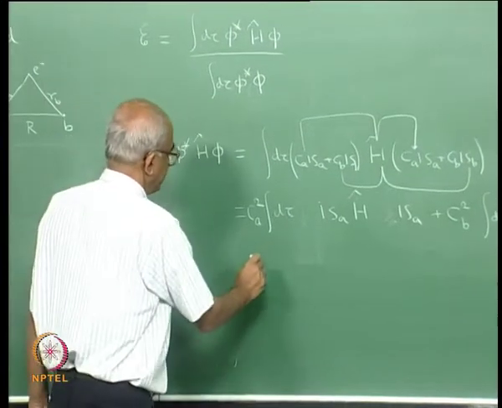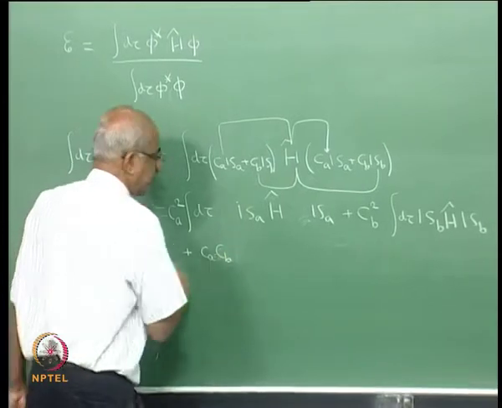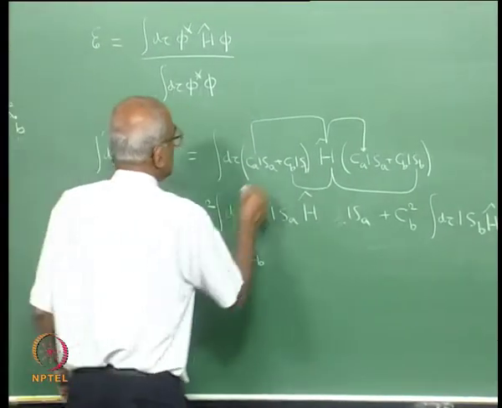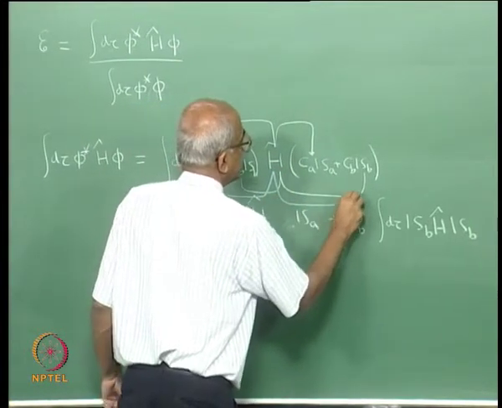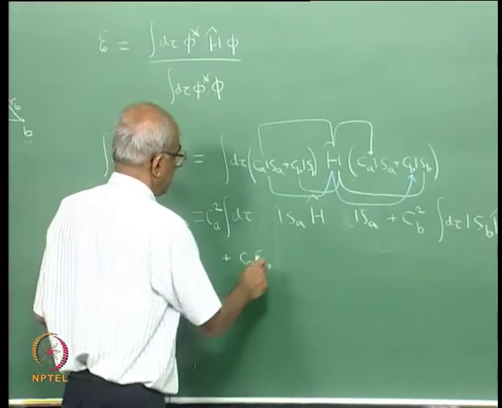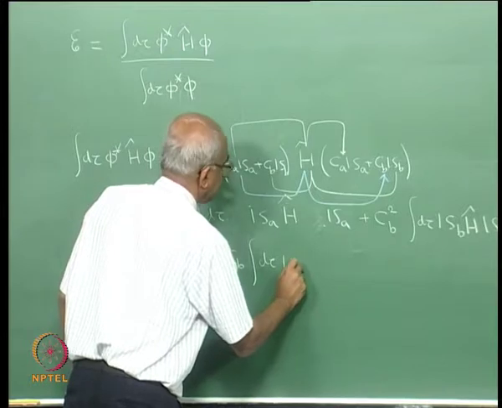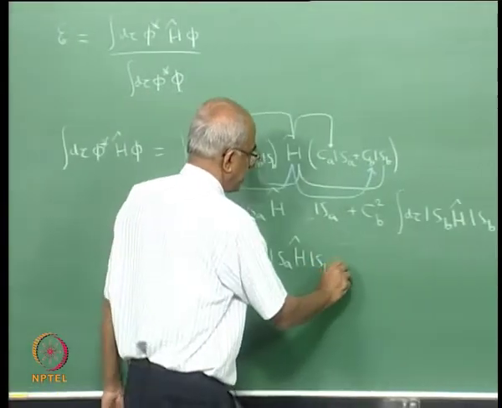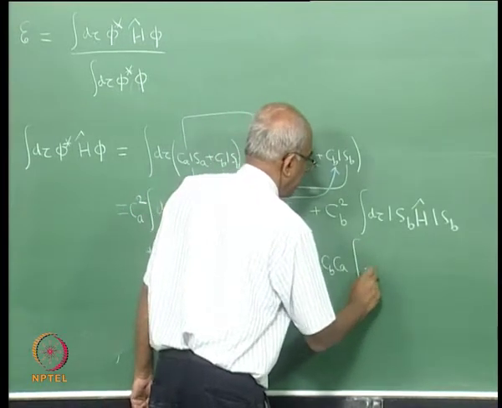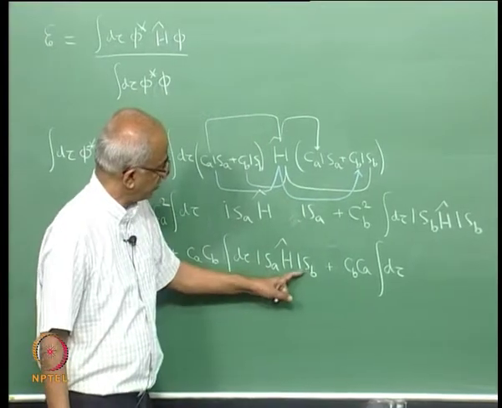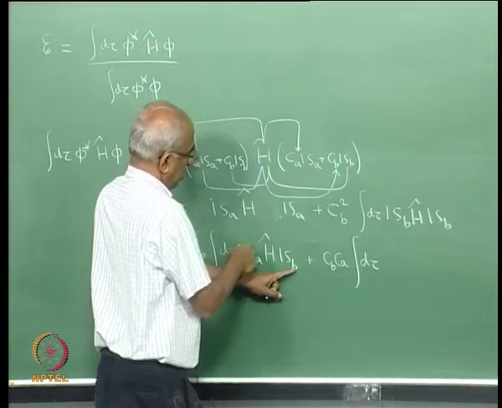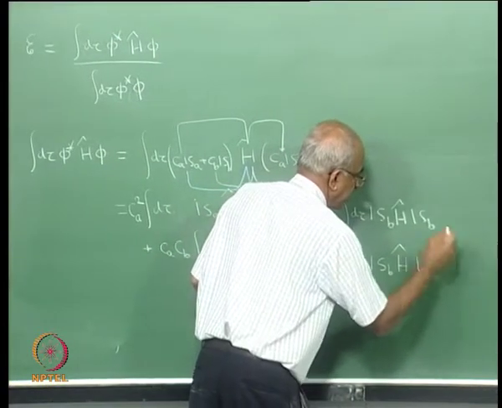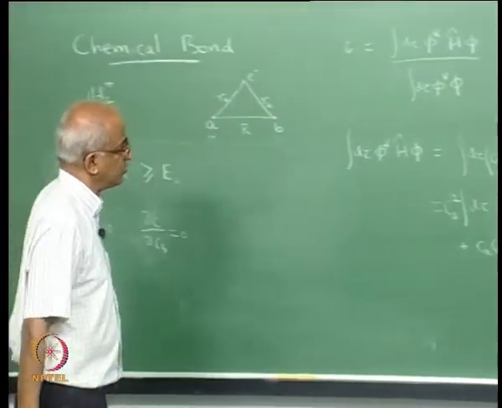And then you will have a term where you have Ca into Cb, which I shall refer to as a cross term. Why is it a cross term? Because you have this term combining with H and combining with that. So it is going to be equal to integral dτ, 1sA, H, 1sB, and then you will have a term which I will write CB, CA, integral dτ. Here 1sB is coming from the right, and 1sA is coming from the left. Now the reverse can happen: 1sB from the left and 1sA from the right. So you get that. These are the 4 terms that you get.